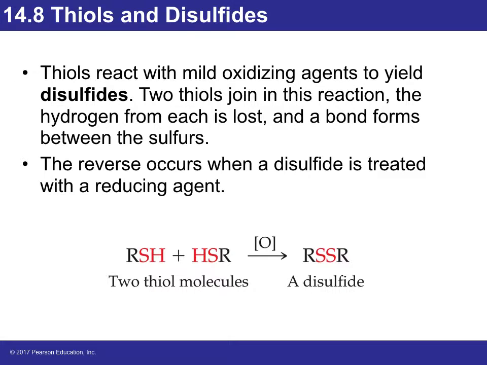Some of the reactions with a mild oxidizing agent will give you disulfide. So disulfide is when you have two thiols that are going to be joined during that reaction. Hydrogen from each is lost, and you have a bond that goes between those sulfurs. Reverse reaction is possible when you have a disulfide that is treated with a reducing agent. So just basically 2 thiol molecules on the far left, oxidizing agent, it gives you a disulfide.